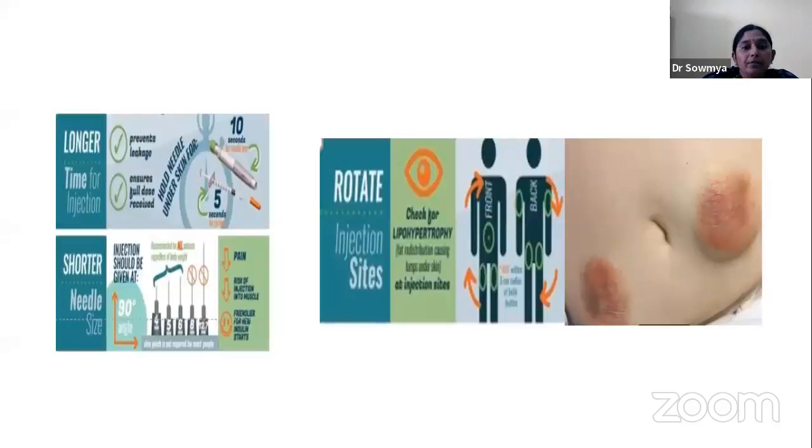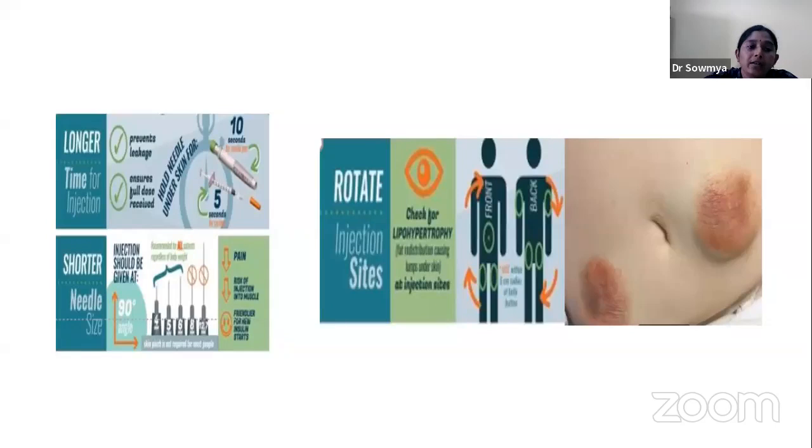So coming to the needles and time for injection, a longer time of injection is better. We have to hold the needle under the skin for at least 5 seconds in case of a syringe, and at least 10 seconds for the pen. It prevents leakage and it ensures the full dose is received by the patient.